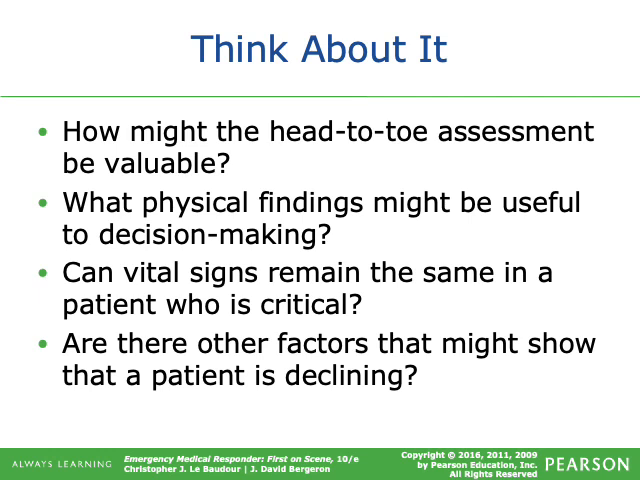Are there other factors that might show you that a patient is declining? You've got to look at your vital signs closely. You need to be able to trend in your trauma patients, especially your pulse and your blood pressure are major indicators of a patient that's declining. In medical patients, respirations are a major indicator. So you just got to keep an eye on all your assessment findings and make sure you trend appropriately.